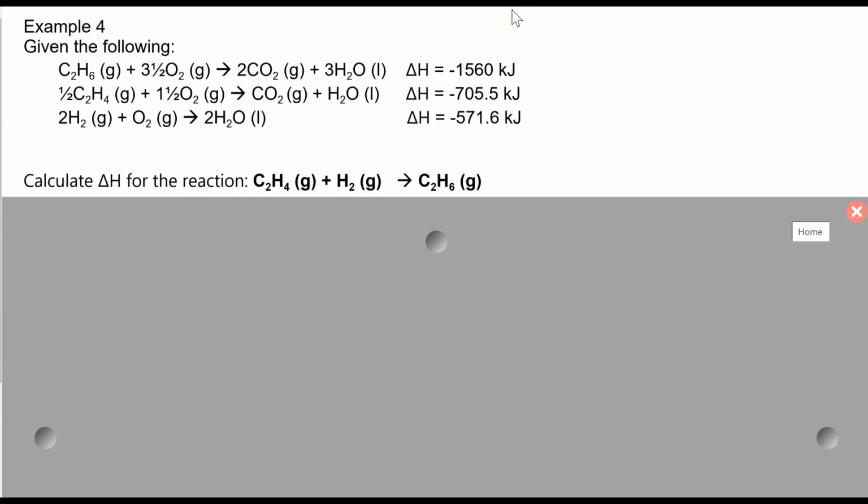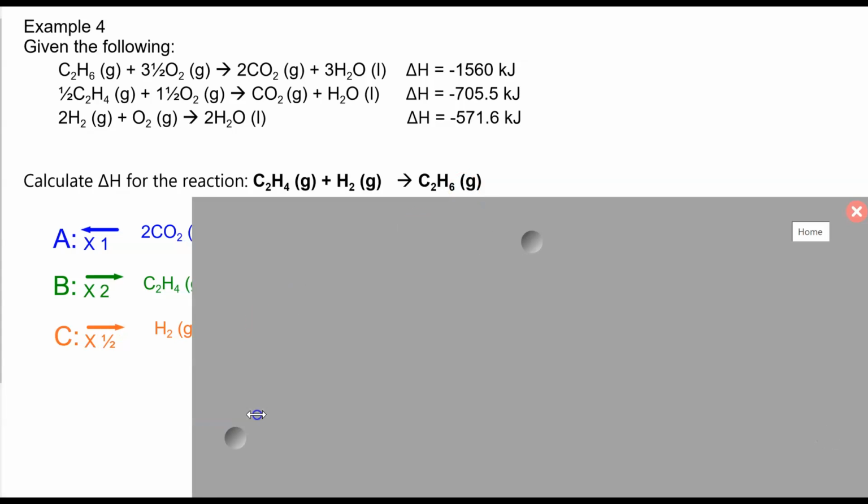Thermochemistry Extra Practice Example number 4. In this problem, we are looking for delta H for this reaction given this multi-step piece here. So we're going to figure out what we need to do to manipulate these to cancel and eliminate anything that we don't need and only end up with this.